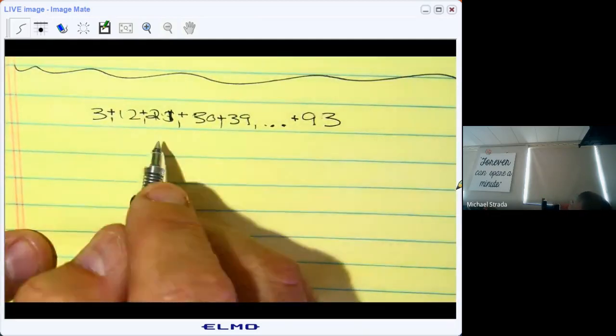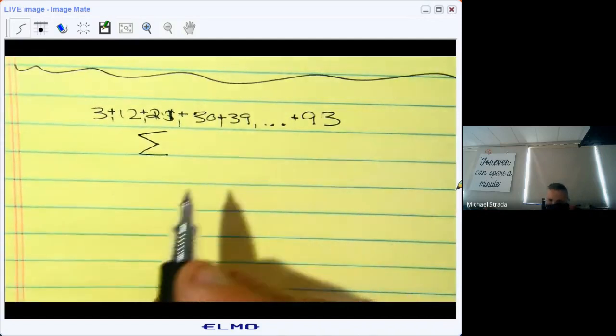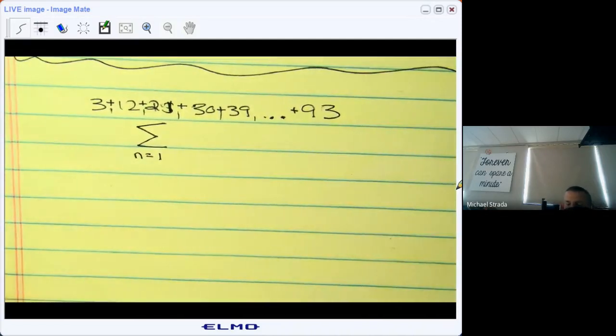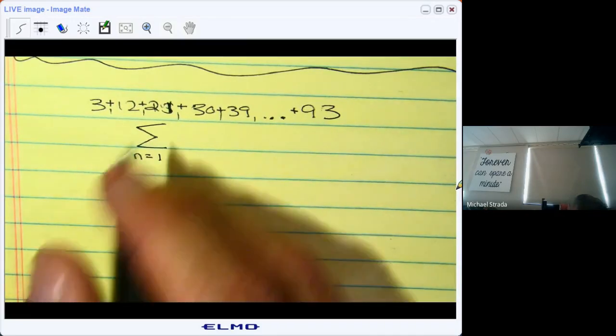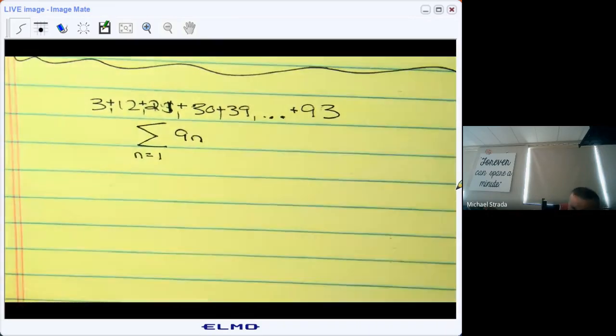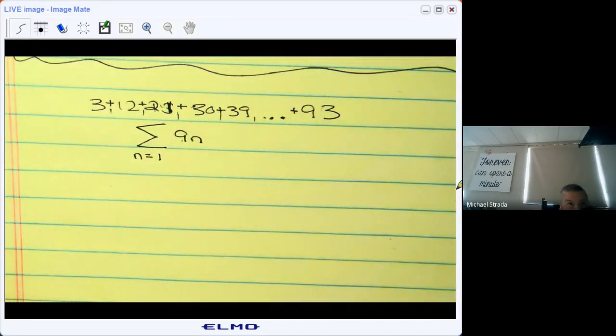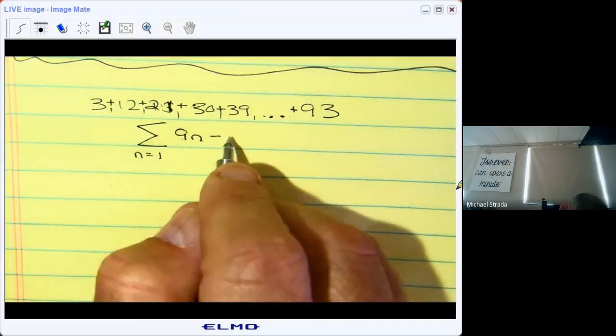What I would suggest is you start with your sigma notation, n equals 1. How much is it going up each time? 9, so 9n. But I have to get from 9 down to 3. How do I get from 9 down to 3? Subtract 6.